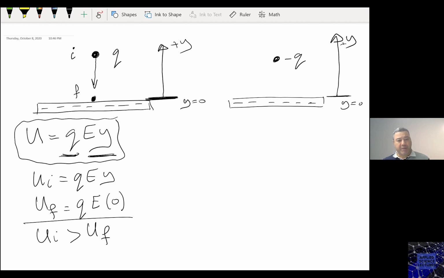And this is what I was expecting. This charge is going to move toward decreasing its electric potential energy. That's why the electric potential energy at this point is higher than the electric potential energy at that point. Now let's look at the second case. And of course, don't forget that the electric field will also be pointing in this direction.